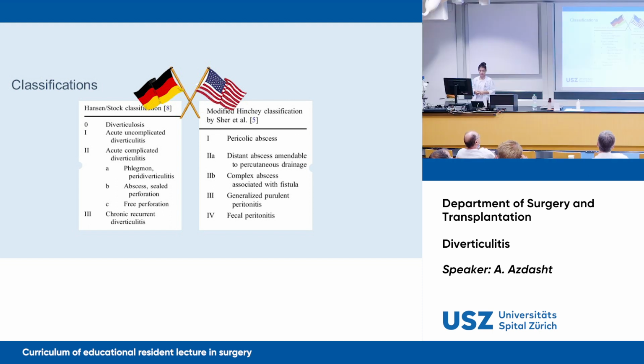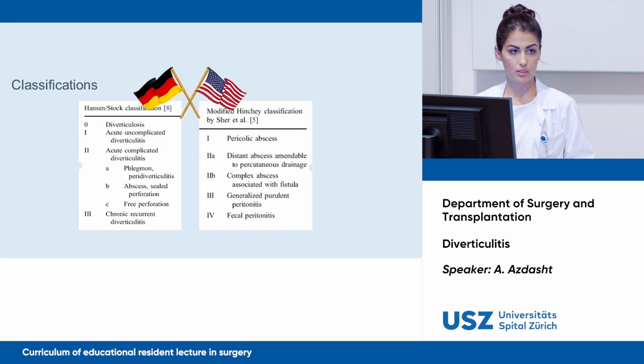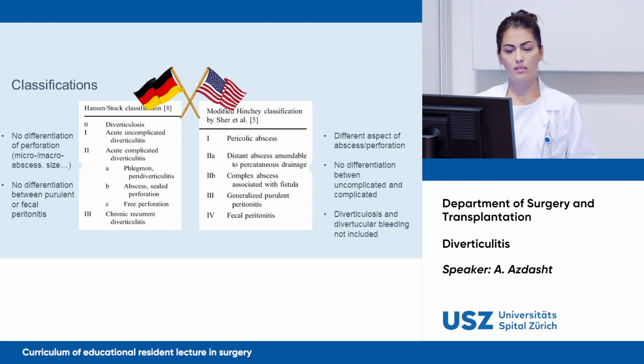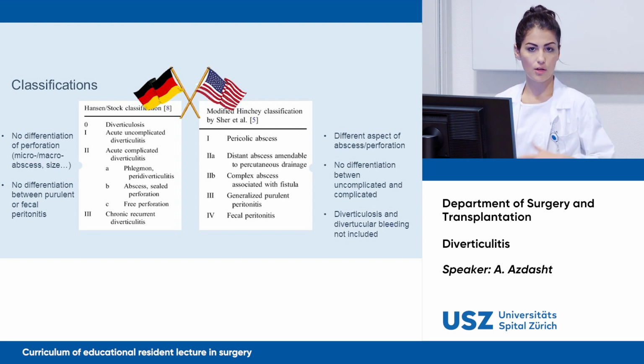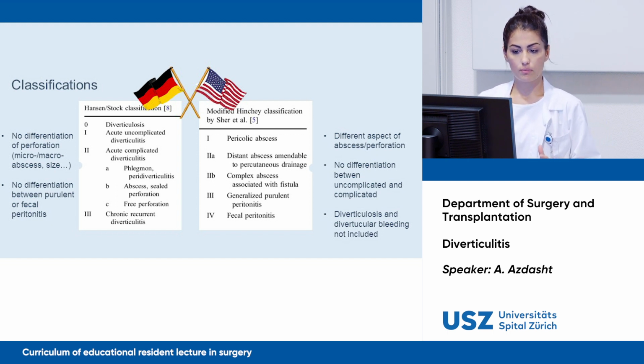There are different classifications of diverticulosis and diverticulitis. In Germany, we rather use the classification of Hansen and Stock, whereas the modified Hinchey classification is more predominant in the USA. It's important to know that the Hansen and Stock is not 100% detailed. Some parts are missing here. And the modified Hinchey classification actually focuses on the intraoperative site and does not focus on, for example, uncomplicated diverticulitis or chronic diverticulitis.